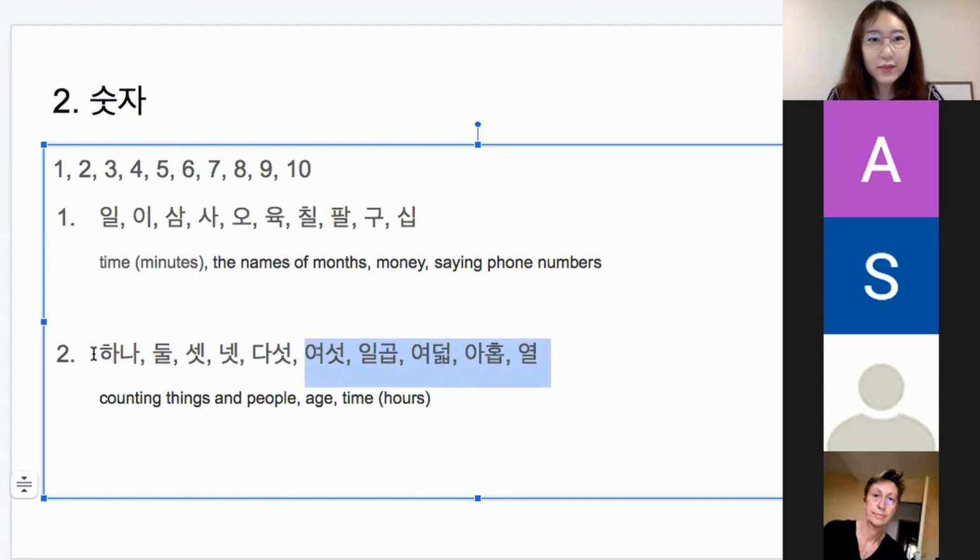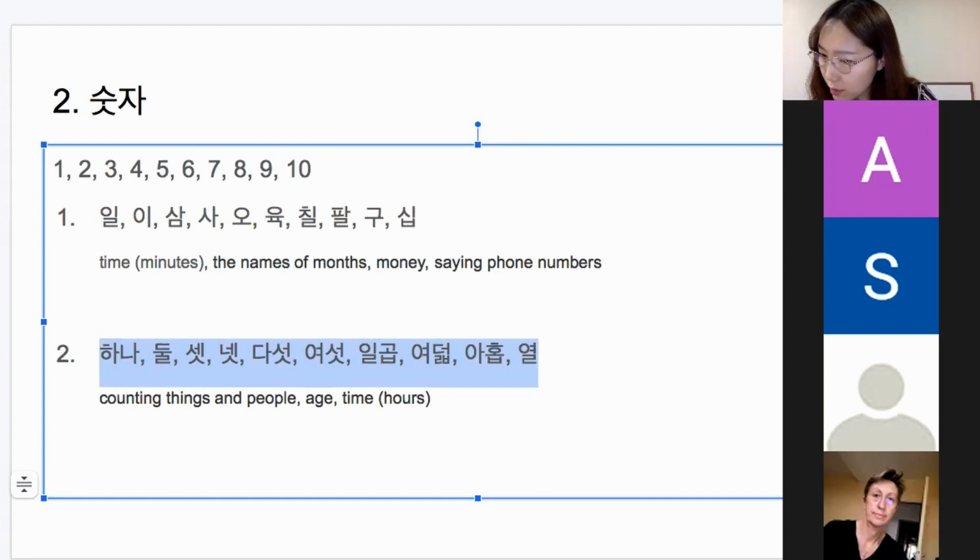So, 하나, 둘, 셋, 넷, 다섯, 여섯, 일곱, 여덟, 아홉, 열. Okay. 1, 2, 3, 4, 5, 6, 7, 8, 9, 10. Okay, very good.